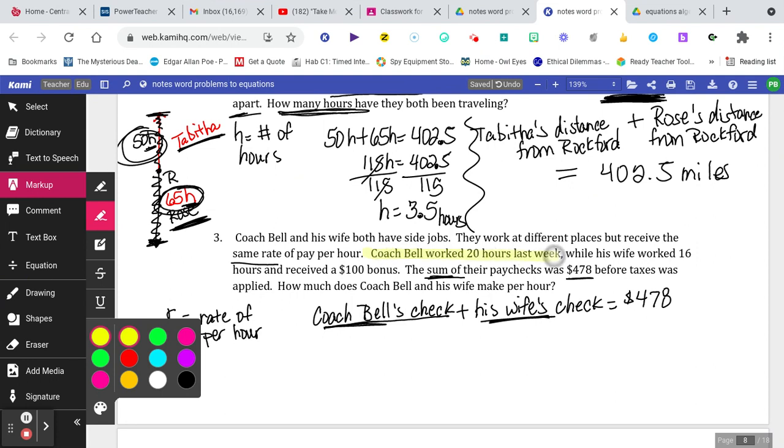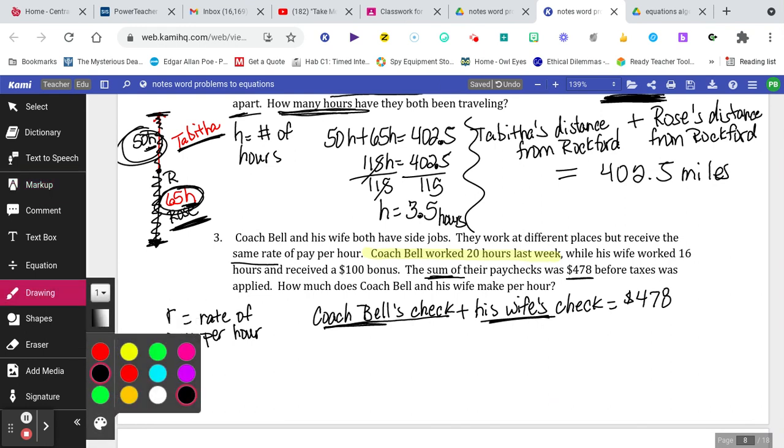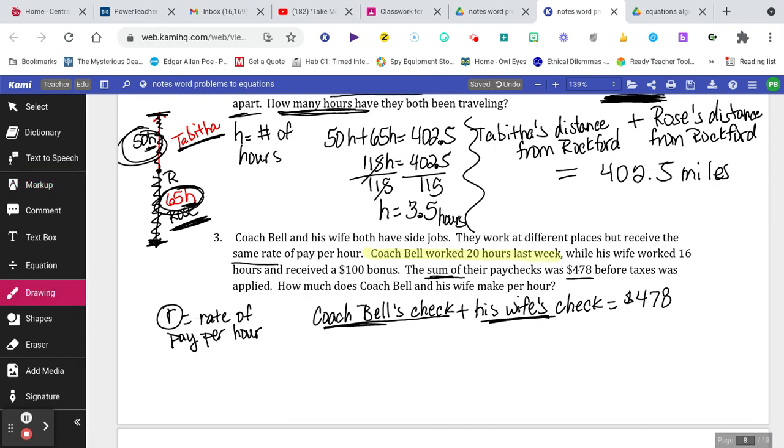Coach Bell worked 20 hours last week. That's it. But that means for each one of those hours, he gets R dollars. That's the rate of pay, okay? So that's going to be 20R. So if he worked 20 hours and he made, let's say, $5, we'd have made $100.